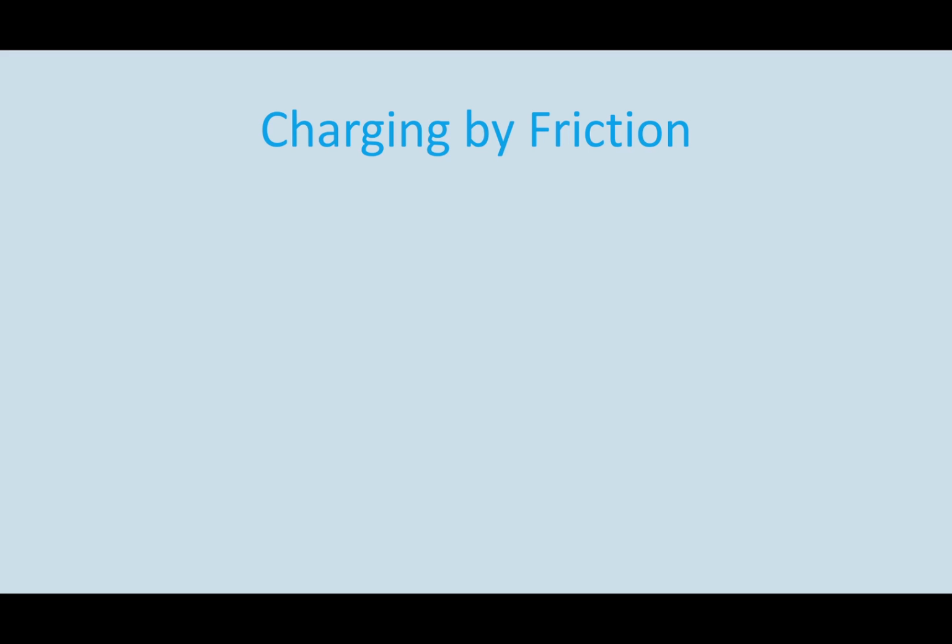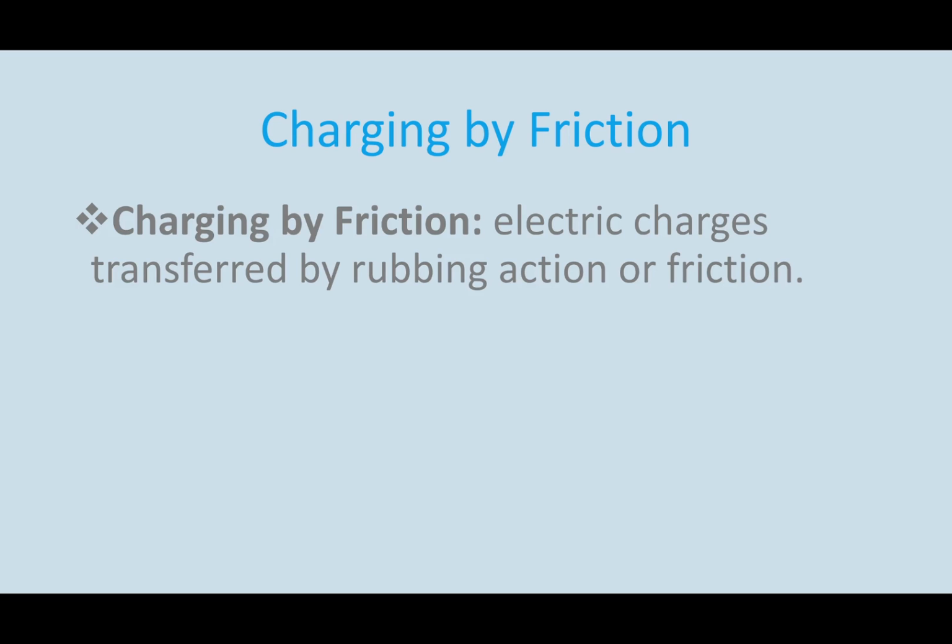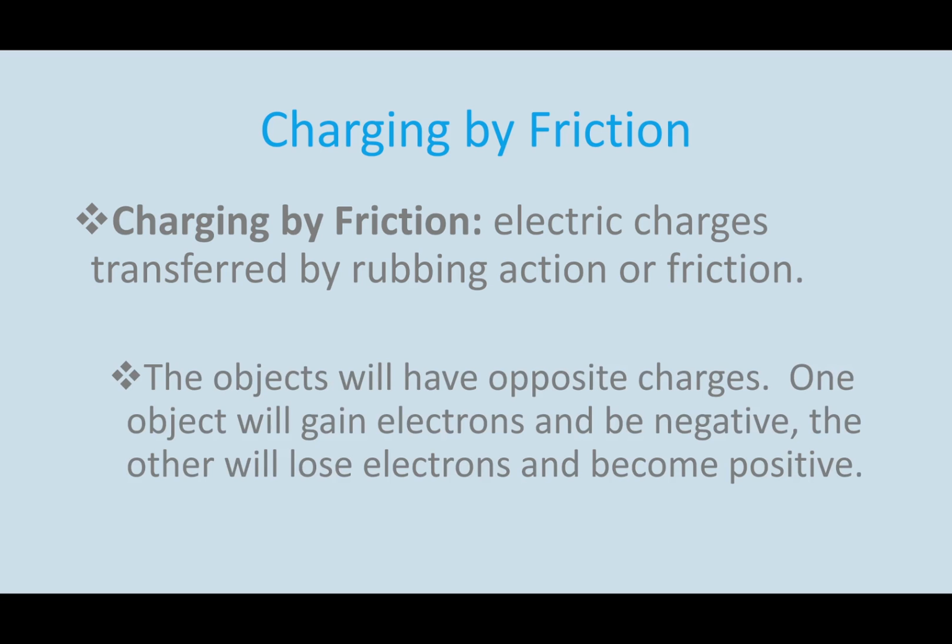So the first method is charging by friction, and charging by friction is when electric charges are transferred by a rubbing action or friction. So when we rub two objects together, we form a charge. And when this happens, the objects will have opposite charges. One object will gain electrons and be negative, and the other will lose electrons and become positive.